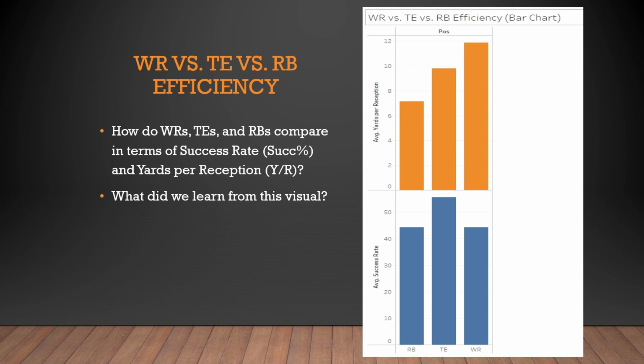In terms of success rate, tight ends slightly outperform receivers, showcasing their reliability, particularly in critical downs or red zone situations. While running backs trail both wide receivers and tight ends in this metric, the visualization provides a clear understanding of how these positions contribute differently to offensive strategies, highlighting the unique strengths of each role.